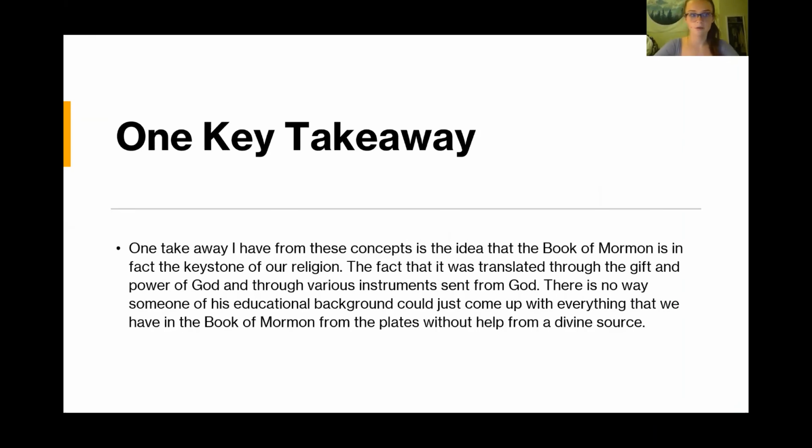My one key takeaway from these concepts is the idea that the Book of Mormon is in fact the keystone of our religion. The fact that it was translated through the gift and power of God and through various instruments sent from God, there's just no way someone of his educational background could come up with everything that we have in the Book of Mormon from Egyptian writing in the plates. There's no way he could have done that without a divine source.